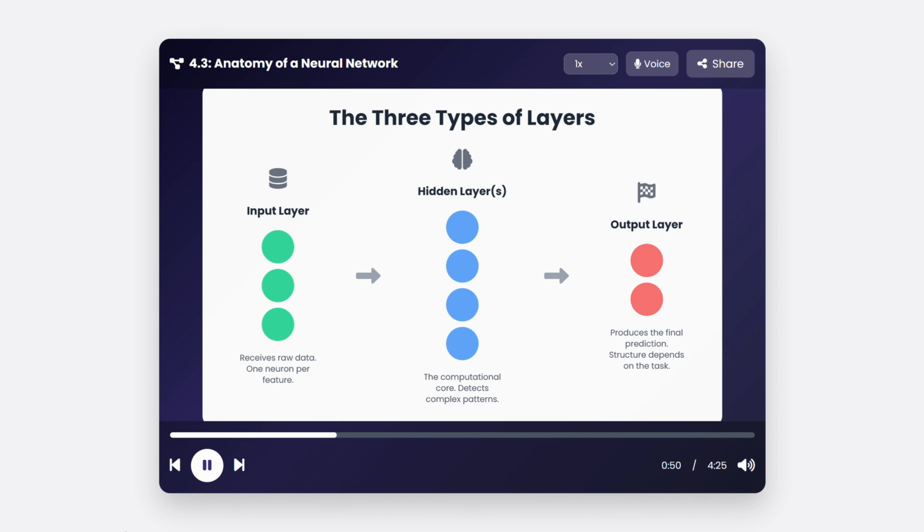At a high level, every neural network is composed of three types of layers. First, the input layer, which receives our data. Second, one or more hidden layers, which form the computational brain of the network. And finally, the output layer, which delivers the final prediction. The flow of information is always forward, from input, through the hidden layers, to the output.